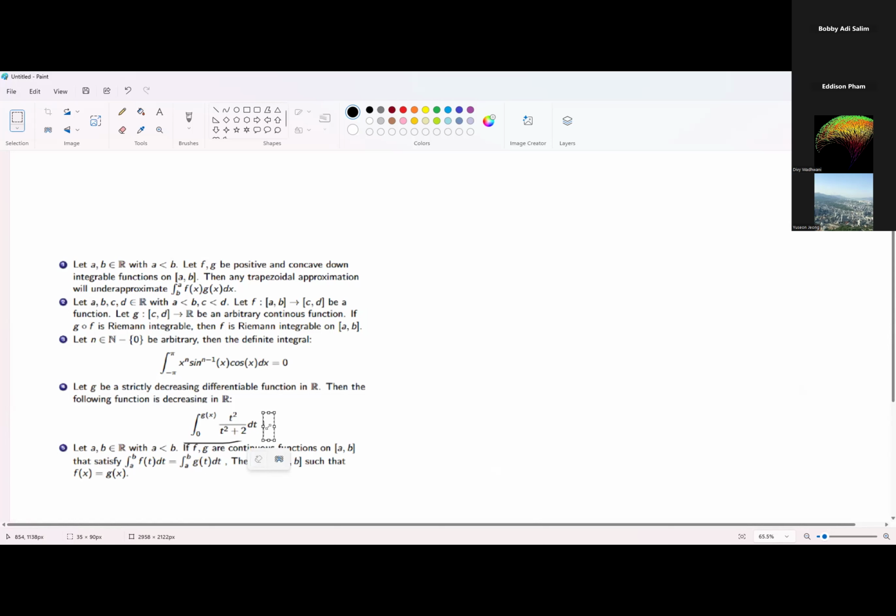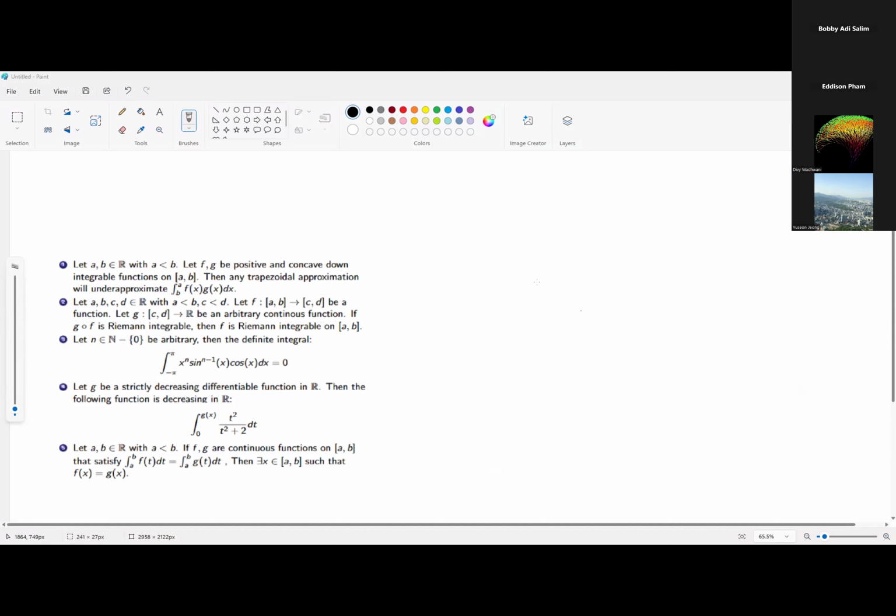All right. So let a, b be real numbers such that a is less than b. If f and g are continuous functions on [a, b] that have the same integral on [a, b], then there exists an x in [a, b] such that the functions are the same at x. So is this true or false? Yes, it is true by the MVT for integrals.